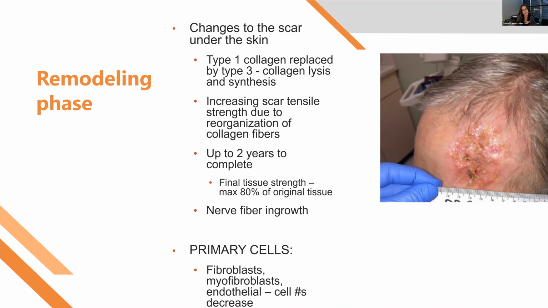The cells involved are similar to the cells involved in the proliferative phase: those fibroblasts, the myofibroblasts, the endothelial cells, the epithelial cells, but those cell numbers start to decrease as we move forward through that 2 years of remodeling.